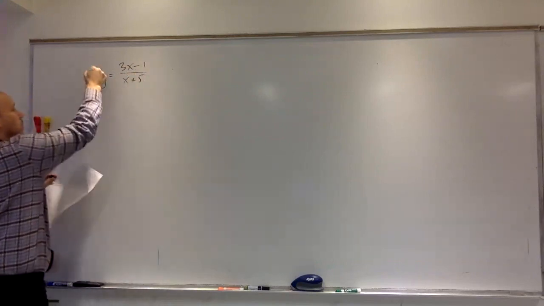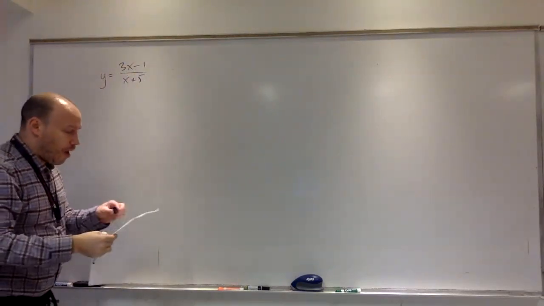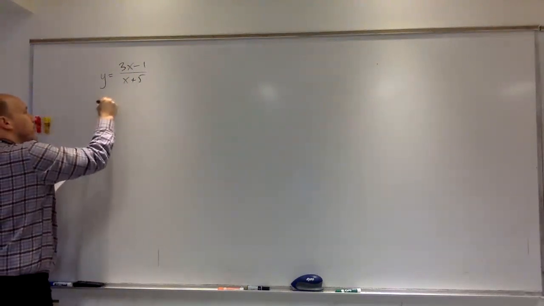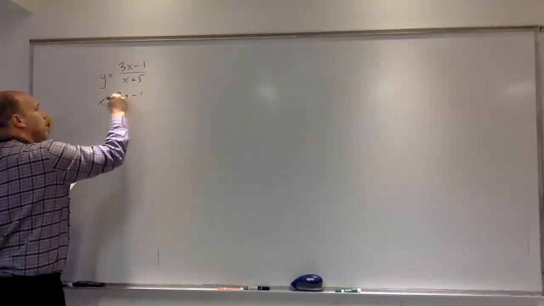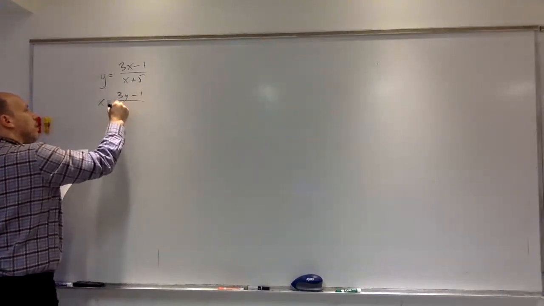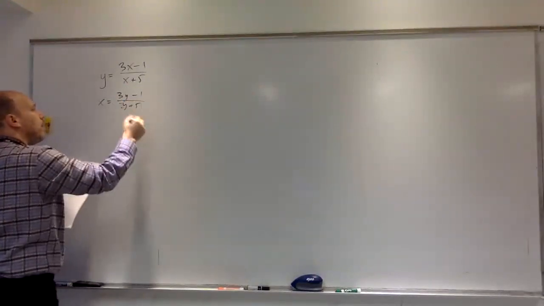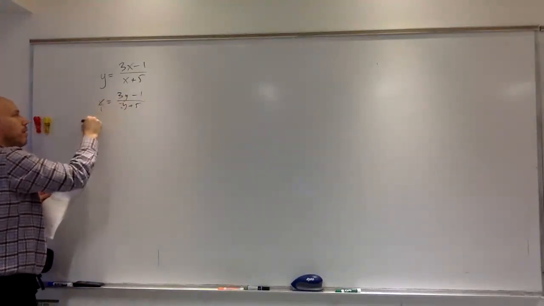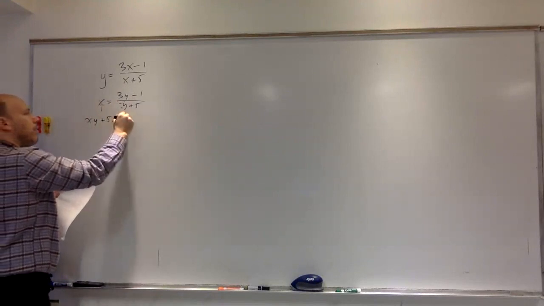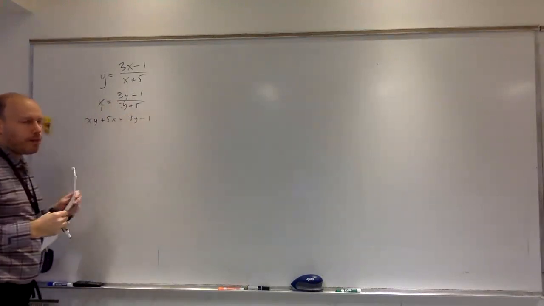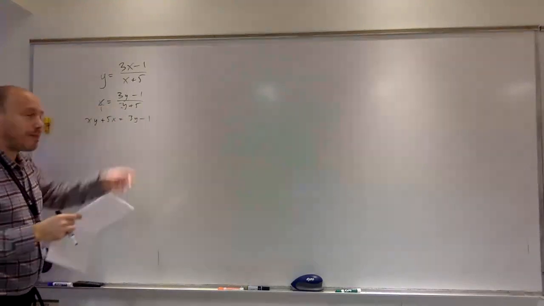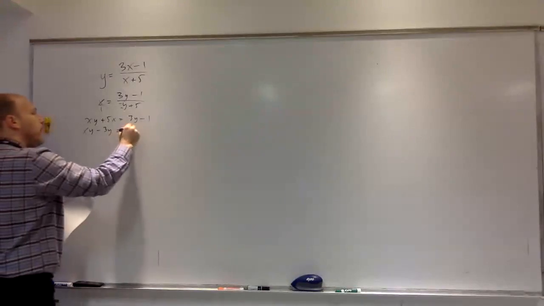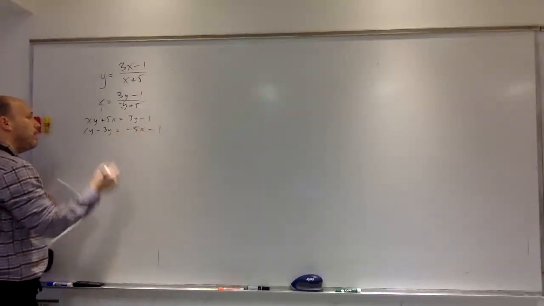And the idea is this was a function. You're asked to find the inverse, and let's just go over it again. You can switch the x and the y. And so once again, put x over 1, cross multiply. Okay, and the idea is move the y's to the left, the x's to the right. So you have xy minus 3y equals negative 5x minus 1.